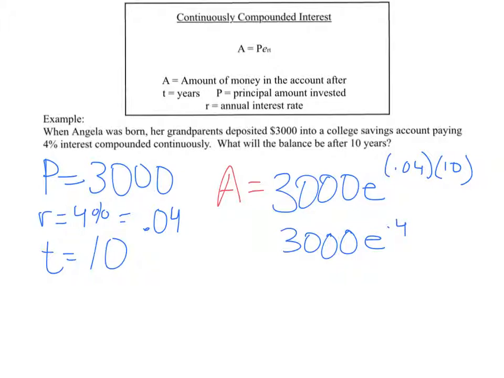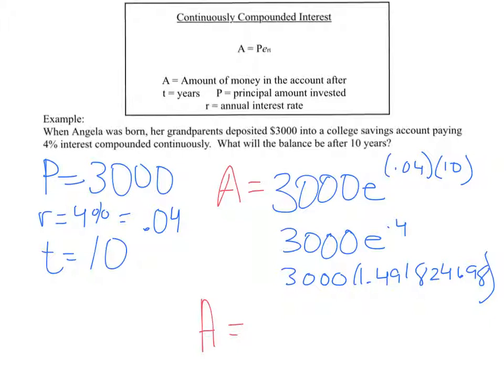And then I'm actually going to go ahead and put e to the 0.4 into my calculator. So you should have a button for that. You'll have to locate it. And that's going to give you 1.491824698. Remember, we don't want to round until the very end so that our answer is the most accurate that it can be. And then we're going to multiply by 3,000. And then our A is going to be equal to $4,475.47.